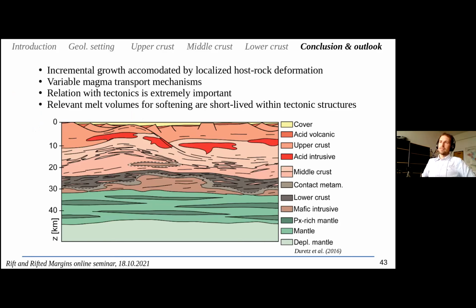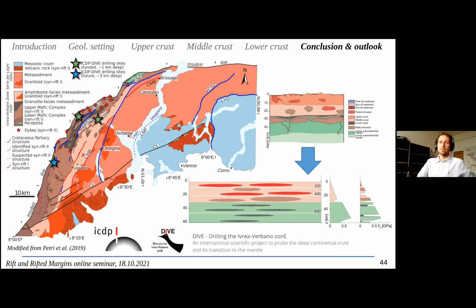And finally, the lesson is that the incremental growth of magmatic bodies, of magmatic intrusions, is accommodated by localized host rock deformation, that we have variable magma transport mechanisms in these systems, and the relation with tectonics is quite important in pumping them, in driving the melt, but melt in these shear zones is quite short-lived for lubricating these shear zones. And of course, this has some importance also for subsequent deformation, as it will completely change the rheological profile of this continental crust by adding mechanical heterogeneity that will control and partition the deformation.